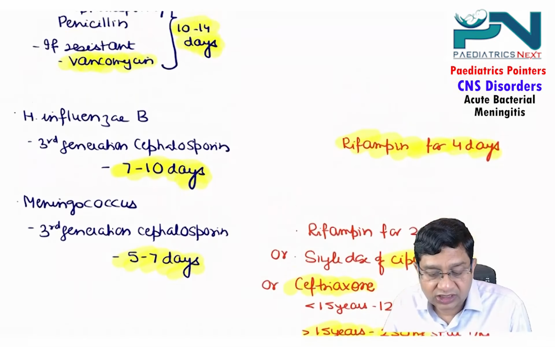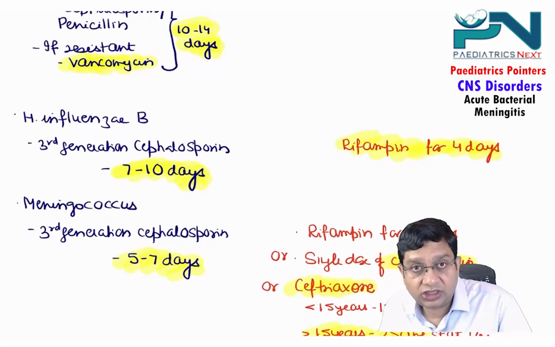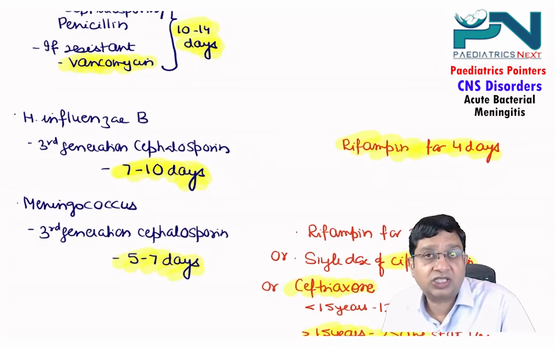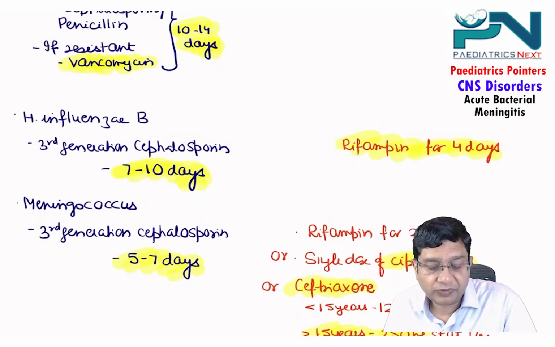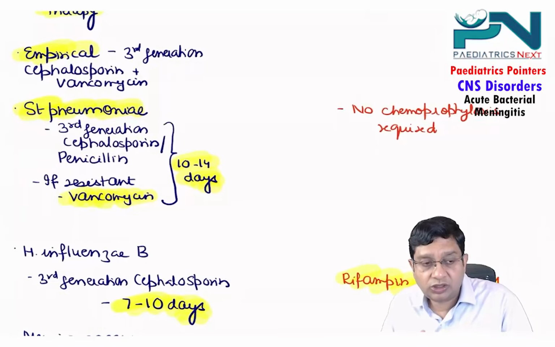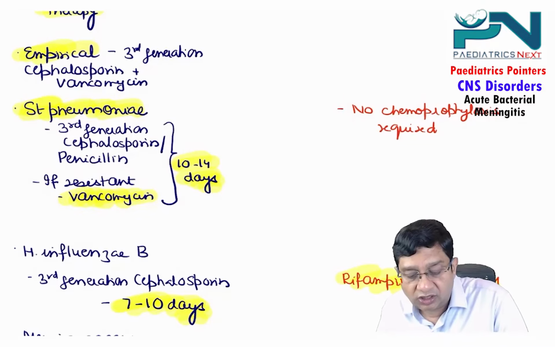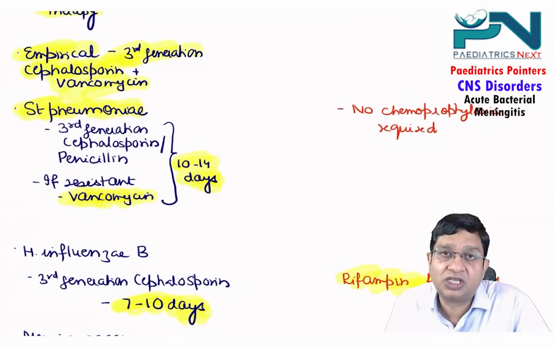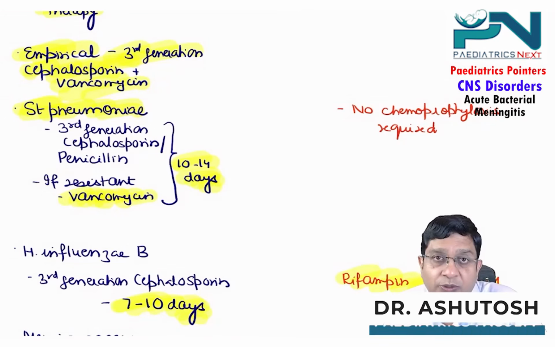So if you see here, Streptococcus pneumoniae third generation cephalosporin, H. influenzae third generation cephalosporin, meningococcus third generation cephalosporin, and if Streptococcus pneumoniae is resistant, then vancomycin. So in India, these are the three major causes. Therefore, what is the empirical therapy in India? Third generation cephalosporin plus vancomycin. So this is the revision of the topic of acute bacterial meningitis.